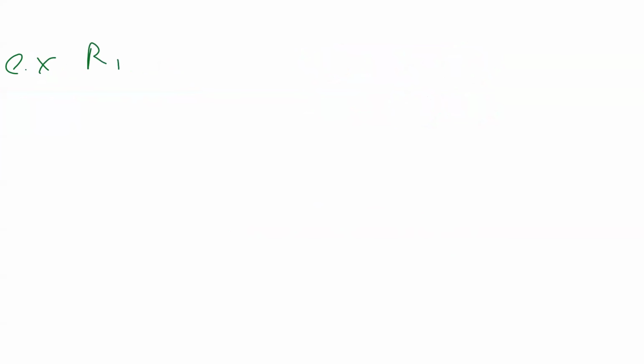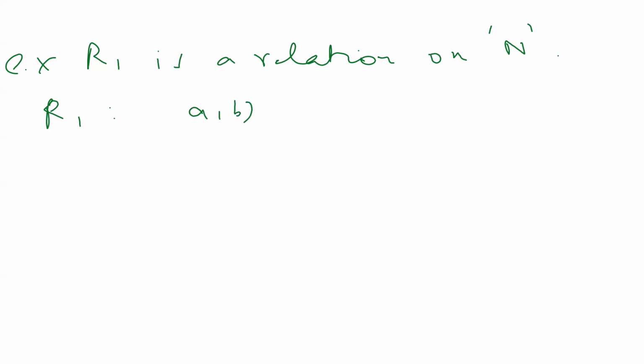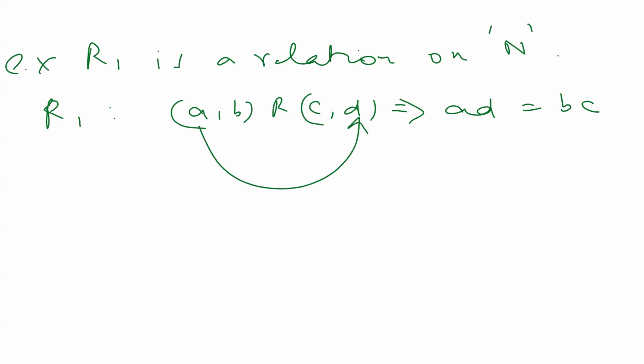R1 is a relation on natural numbers, all natural values. R1 will have ordered pairs. (A, B) relates to (C, D) implies AD equal to BC. Product of the extremes equal to product of the means. AD equal to BC.